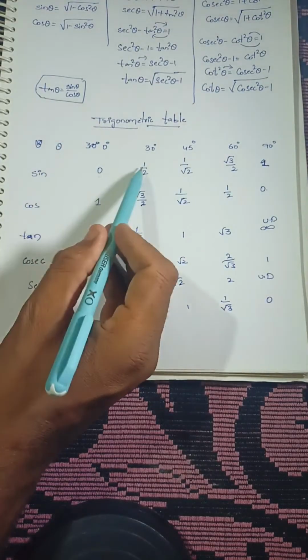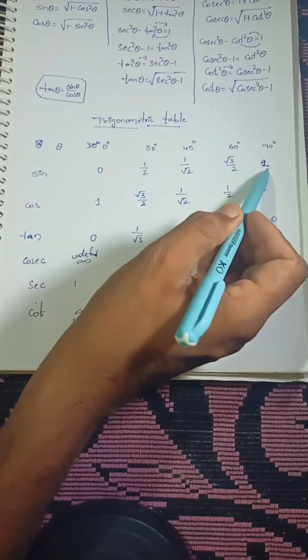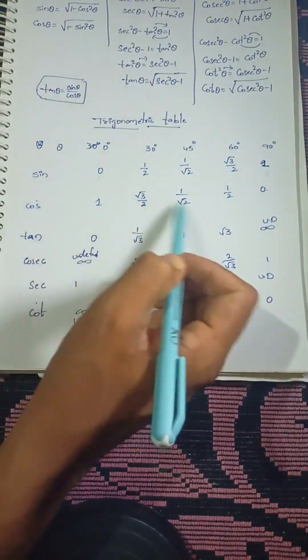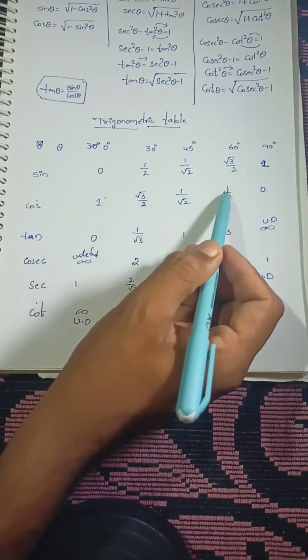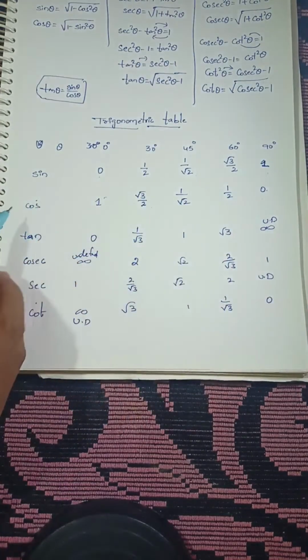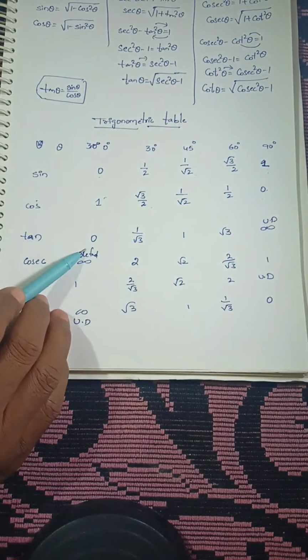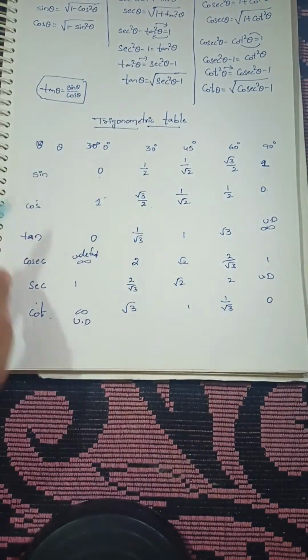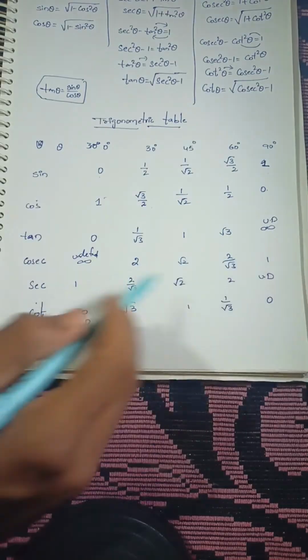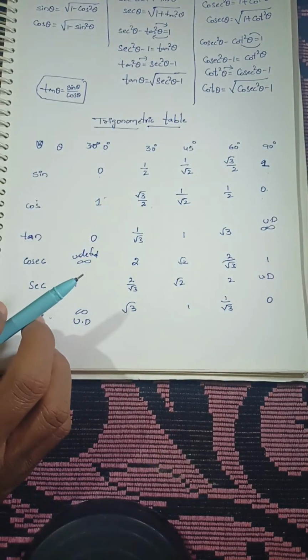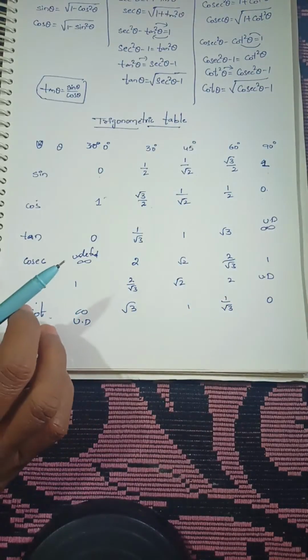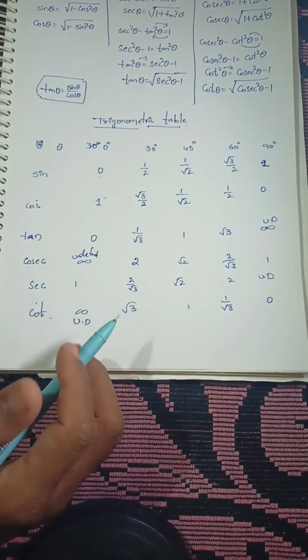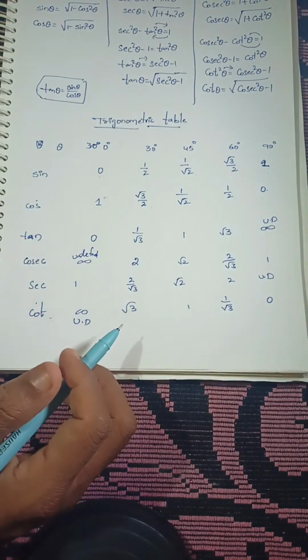Sine 0 value is 0, 1 by 2, 1 by root 2, root 3 by 2, 1. Write down the reverse of this one, you will get 1, root 3 by 2, 1 by root 2, 1 by 2, 0. This is cos. Tan is sine by cos. Tan in reverse, if you write, you will get cot. Sine reciprocal is cosecant. Cosecant reverse is secant. So if you want, I will write it somewhere clearly.